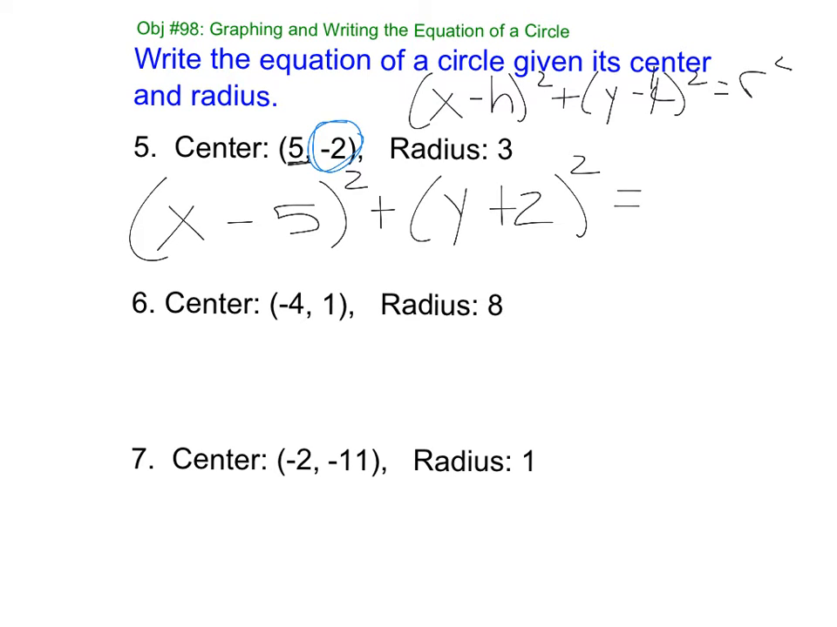Equals my radius squared. We're going to take our 3. 3 squared, 3 times 3 is 9. And that's it, we're done. Let's do one more together.